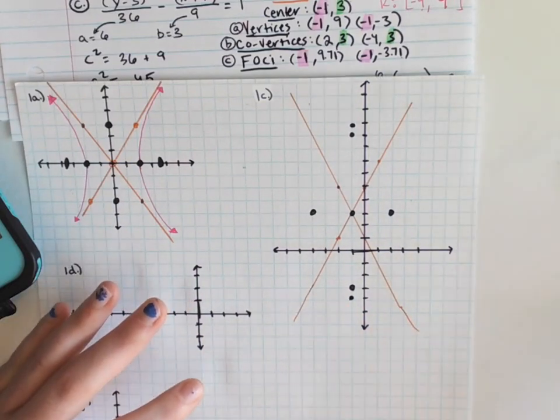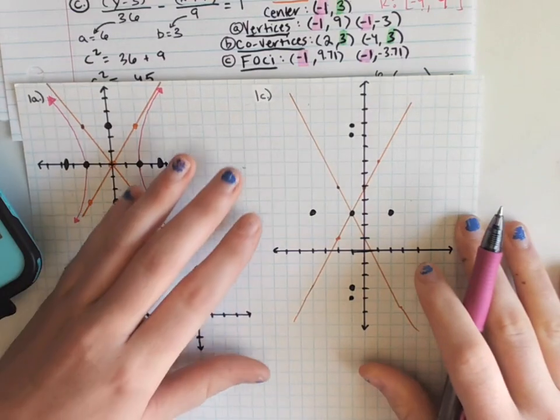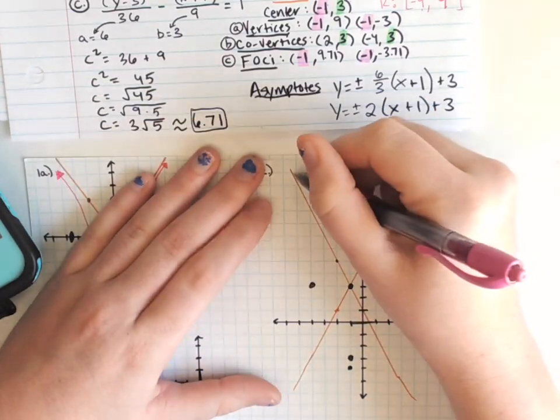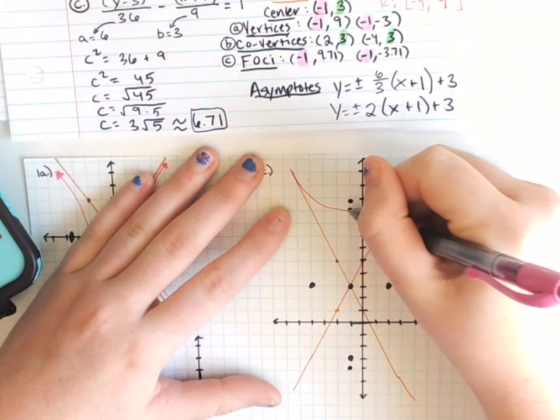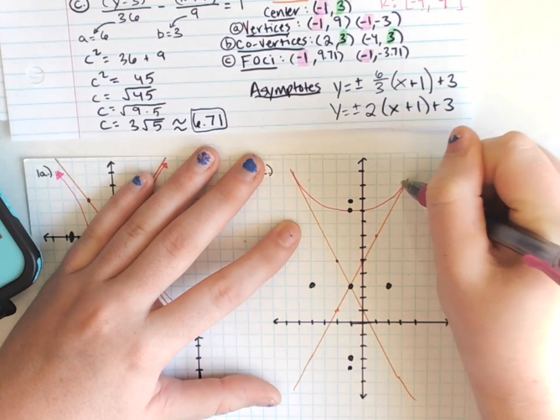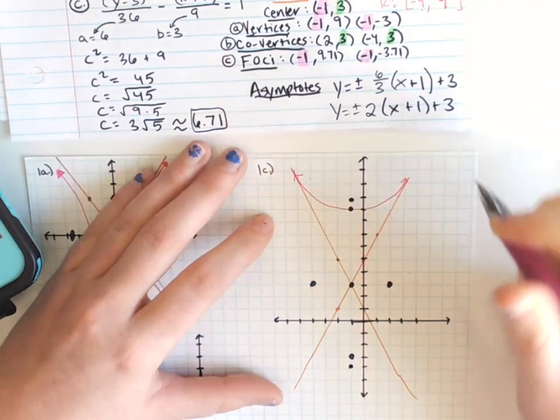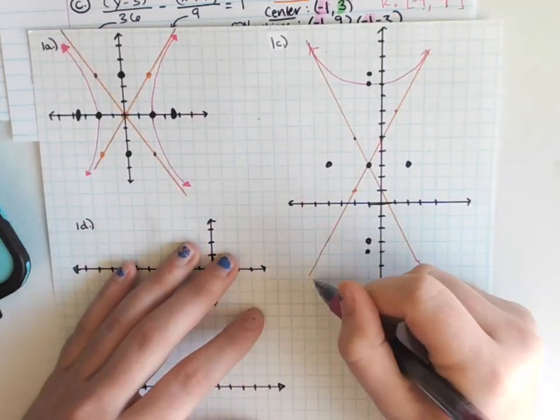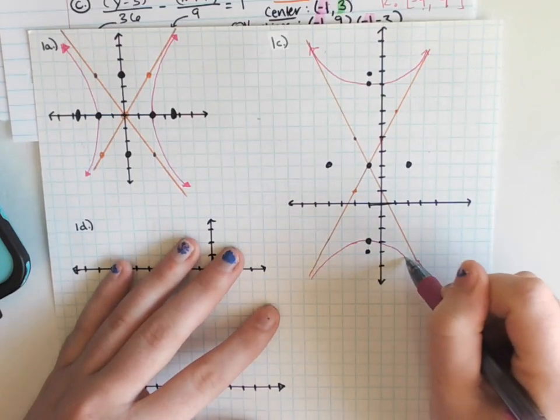I probably should have extended my asymptotes a little bit more, but that's okay. So I'll sketch in really close to my asymptotes. About that. And there.